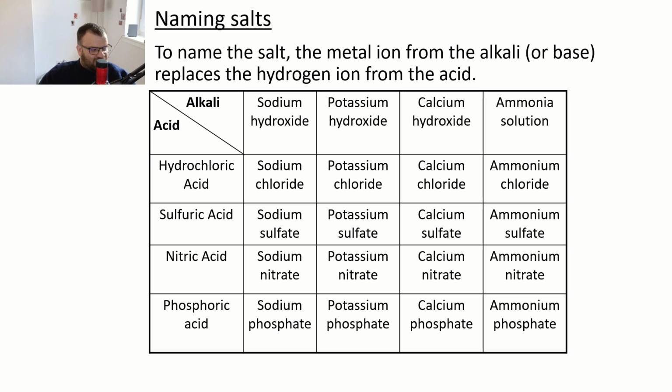You might in exam questions get one that's not quite as familiar. It might be a different metal, it might be a kind of obscure acid. The naming scheme starts the same. Take the first part of the alkali and that goes first in the salt. Take the acid and tweak it slightly, and then that'll give you the second half of the name.